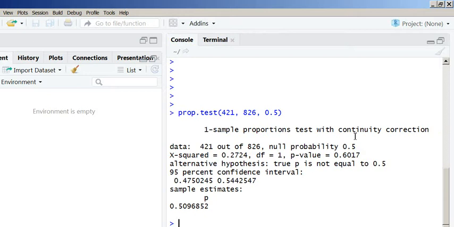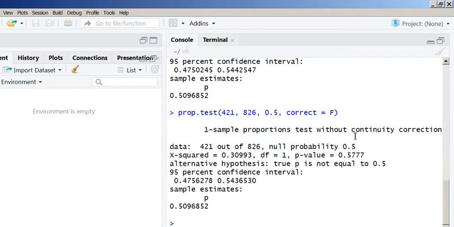Okay. The 95% confidence interval is computed for us. The sample estimate is given for us as well. Okay. Now there is some additional things we can tell in our test. So for instance, we're going to say correct equals F, and then we get a slightly different result. It says without continuity correction. Now one sample proportion test without continuity corrections. Okay, this is a technical thing. We typically want to have correct equals F. Okay, the values change a tiny bit.